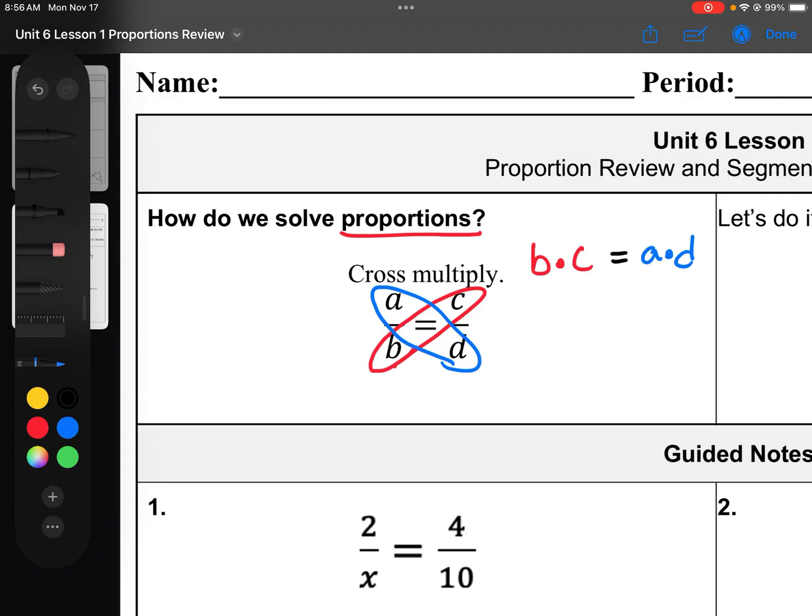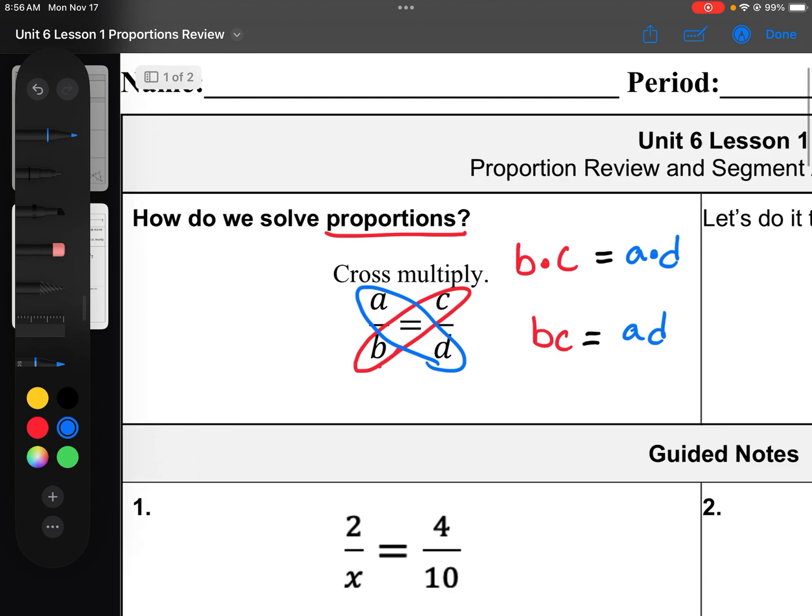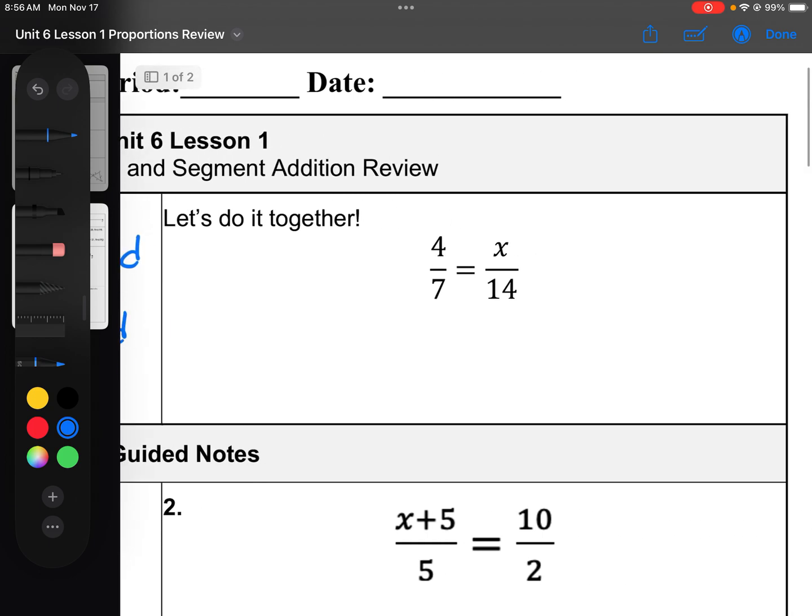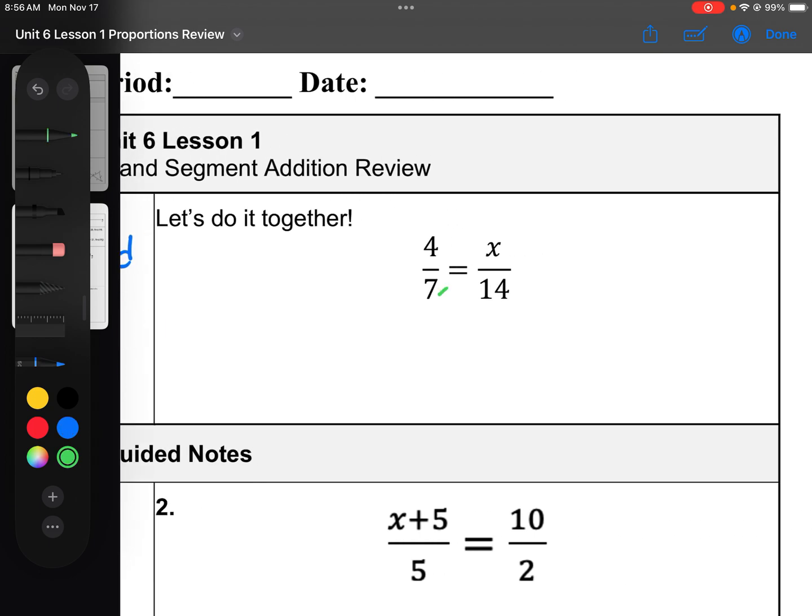So when we cross multiply, it's gonna become BC is equal to AD, or whatever our numbers actually end up being. This method is nice. It makes it smooth for us because it gets rid of those ugly fractions that I don't like to see in problems. So we're gonna do this one together here.